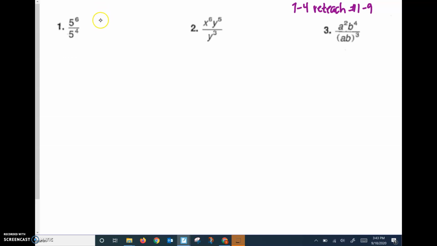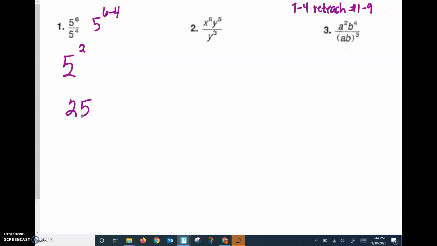All right, so what did we find out that these properties had to do when we were doing division? We keep the base and we subtract the exponents. So we keep the 5, and then 6 minus 4 is 2, and we know that 5 squared is 25.